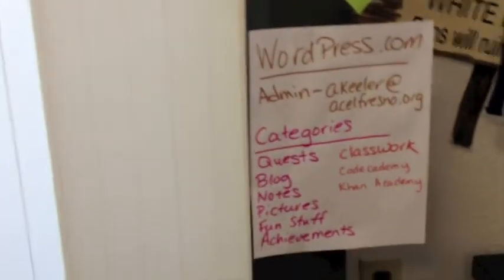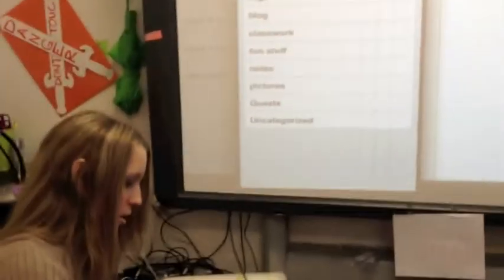And then I have a whole list of categories. Go get the list of categories. Slowly, steady. Make sure you get all of those categories. Quests, blogs, notes, pictures, fun stuff, achievements, classwork, Code Academy, Khan Academy. Put those as categories. You want to add them all. So today I'm just doing Algebra 2, and I'm doing classwork. So I have my categories.